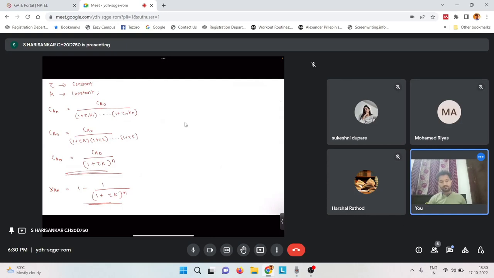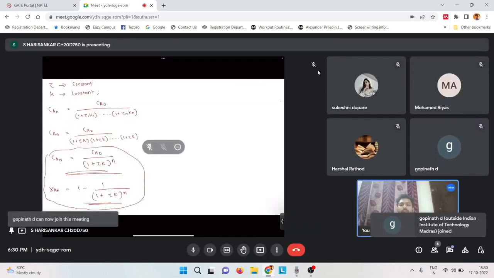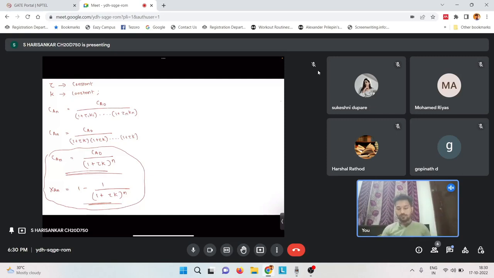Fine. So these two are the general equations for concentration and conversion, when the space time and the reaction rate constants are constant throughout the system. Now, does anyone know why we prefer CSTR in series compared to just taking a single CSTR?